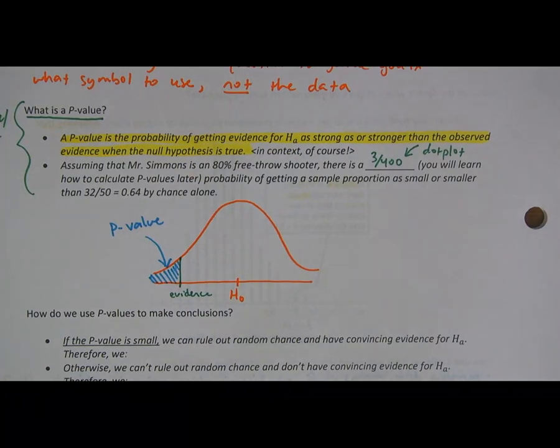It's the probability that you get something as strong or stronger than the observed evidence. Okay, so what is the p-value? Why is it so important? What does it tell us?